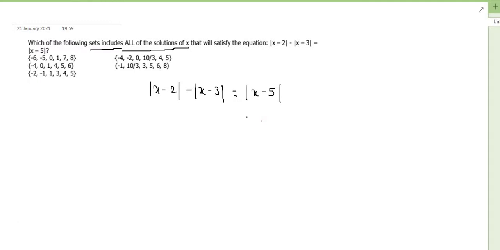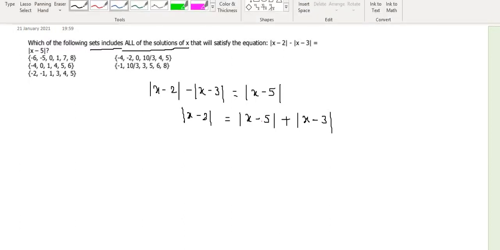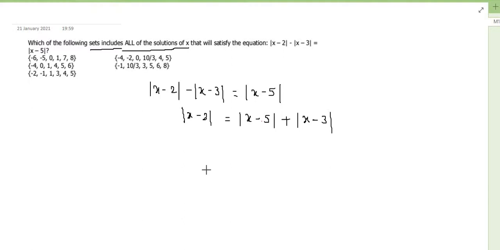All right, now let me rewrite this equation and make it simpler, okay. How? So this becomes absolute value of x minus 2 is equal to absolute value of x minus 5 plus absolute value of x minus 3. Now this way it is simpler. How? If you try to represent this equation on a number line, it will look like this.